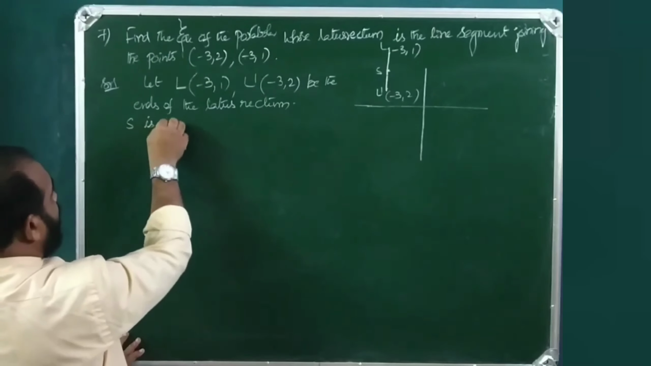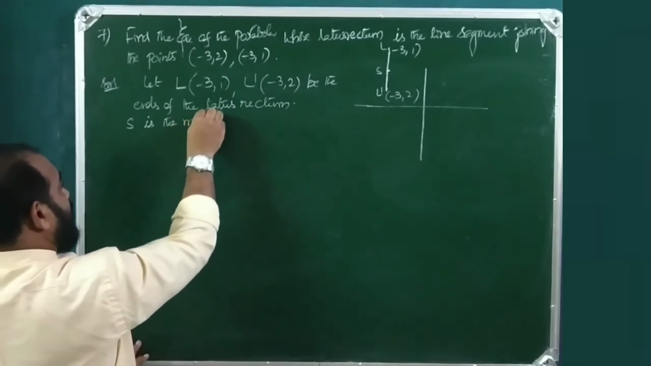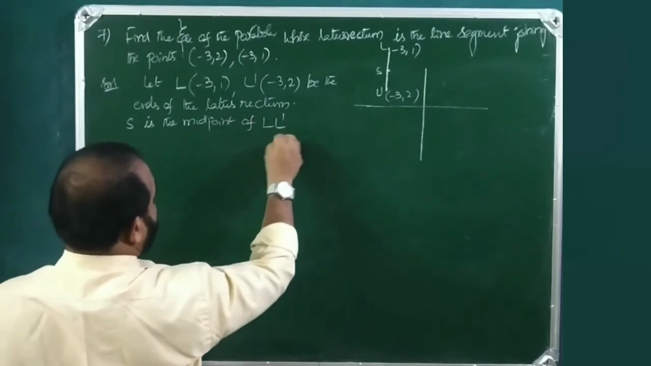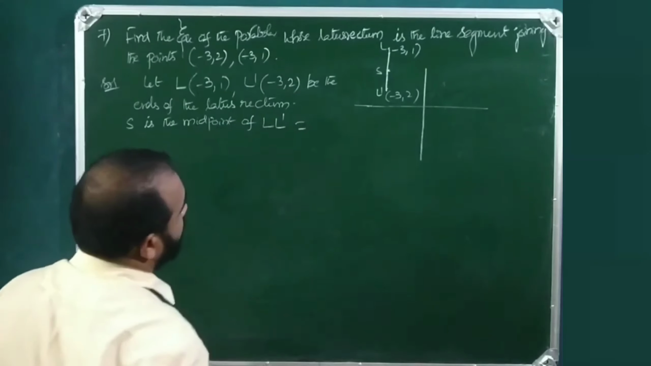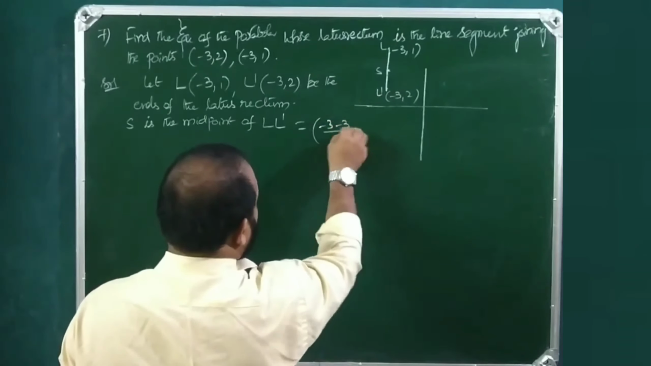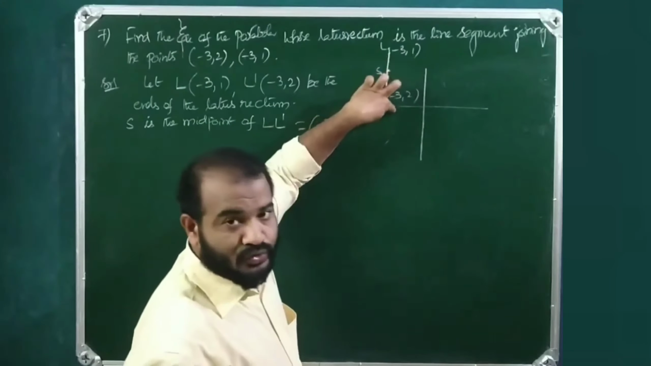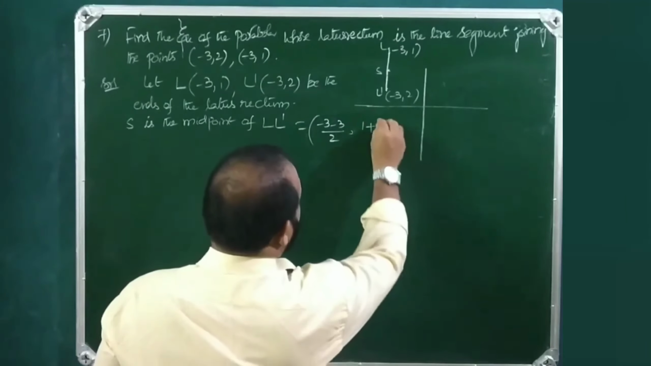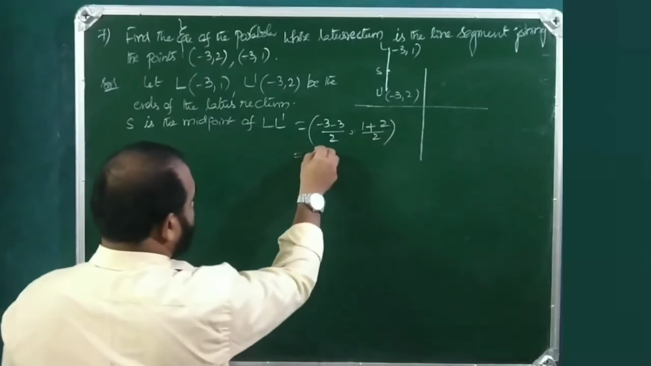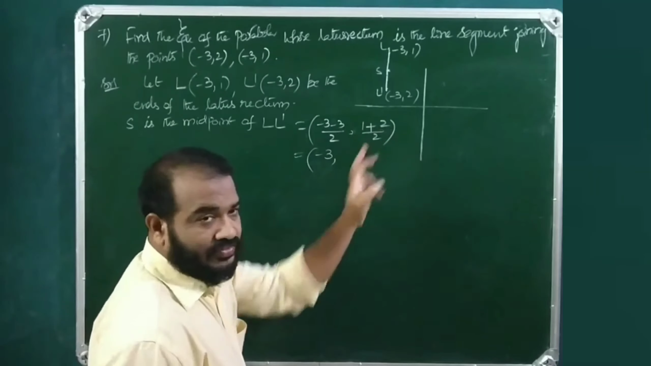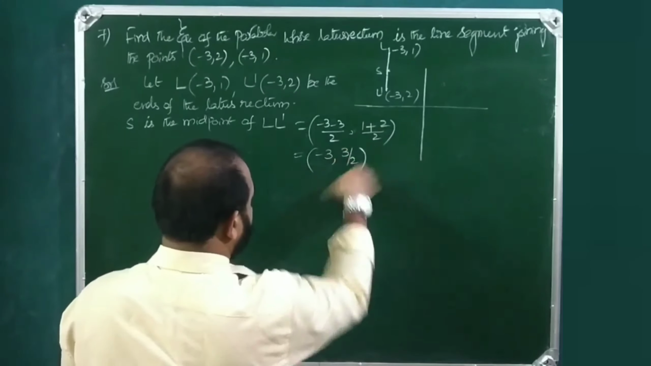S is the midpoint of LL', that is equal to ((x1 plus x2) by 2, (y1 plus y2) by 2), which is (minus 3 by 2... minus 6 by 2, which is minus 3, comma 3 by 2).